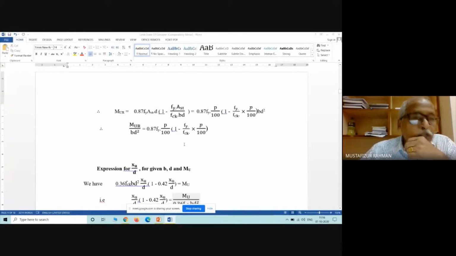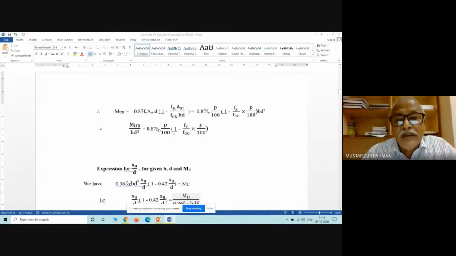Now this expression, where will we utilize it? This expression we will rarely utilize for academic purposes. We will utilize it when we go for commercial purposes. Now see the left hand side, MUR by bd square, and the right hand side is related to Fy, fck and P.